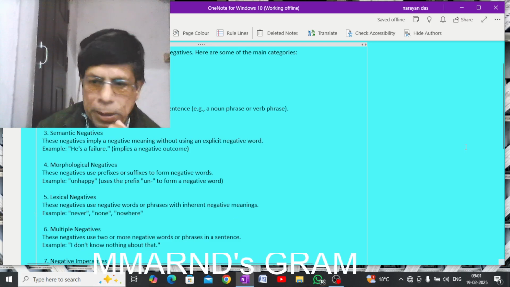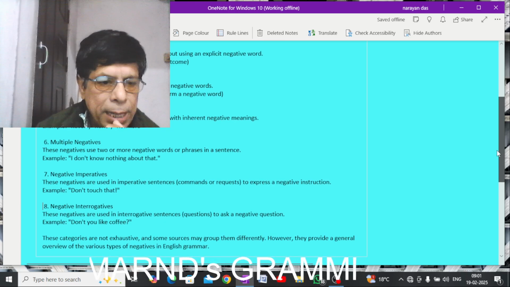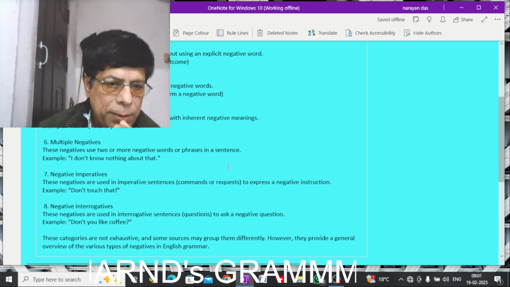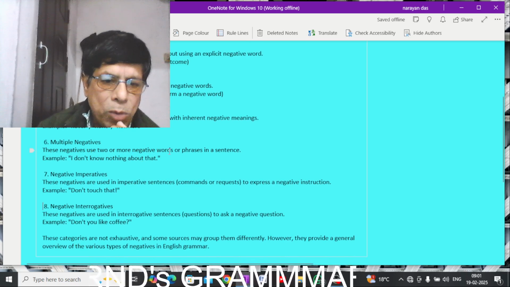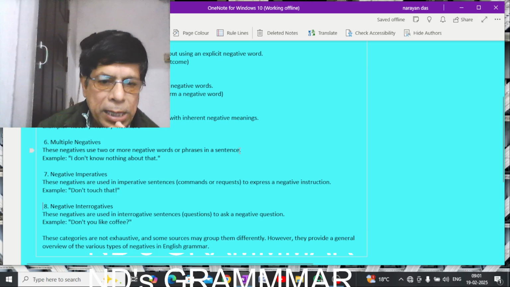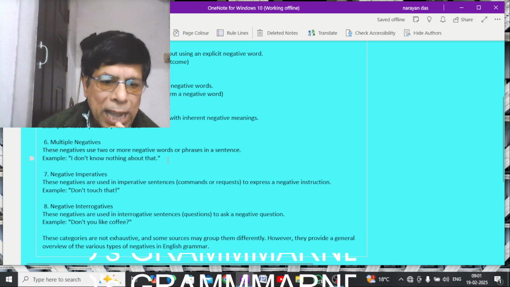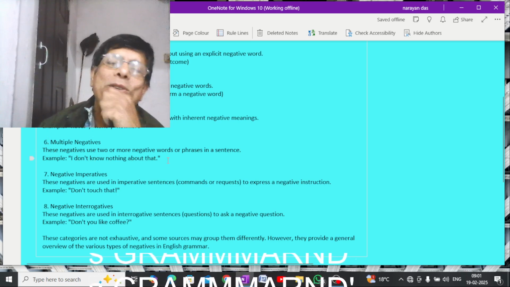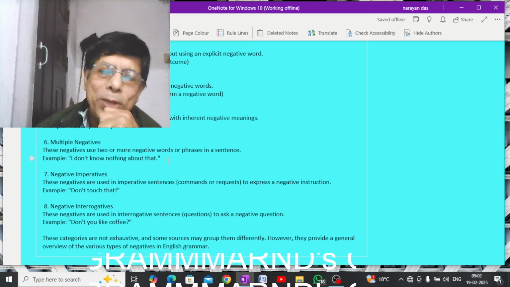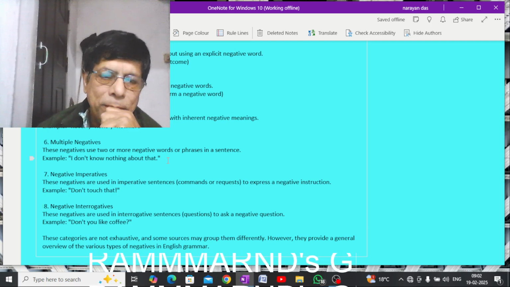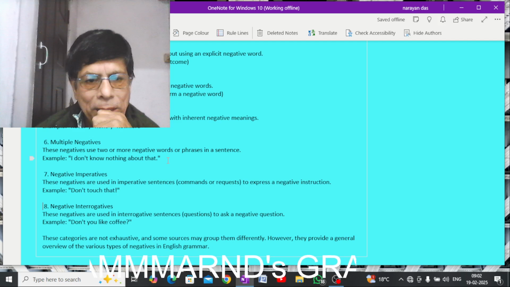Multiple negatives. The word suggests that there is more than one negative. These negatives use two or more negative words or phrases in a sentence. For example, I don't know nothing about that. It sounds a bit tricky or rhetorical, students. I don't know nothing. Here the first negative is don't and the second negative is nothing.